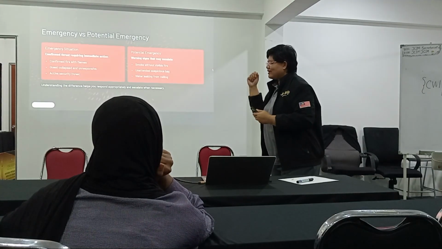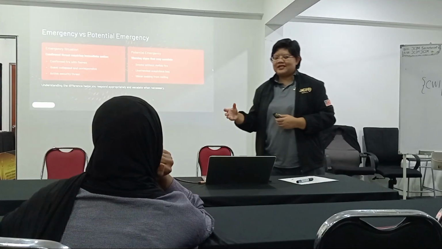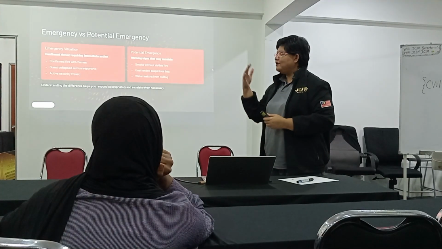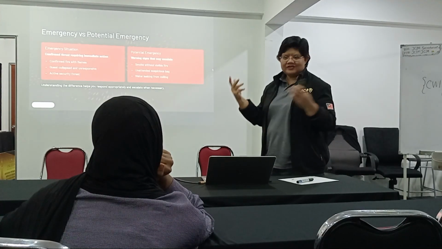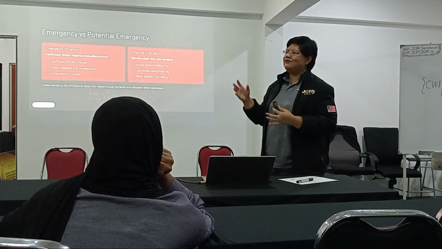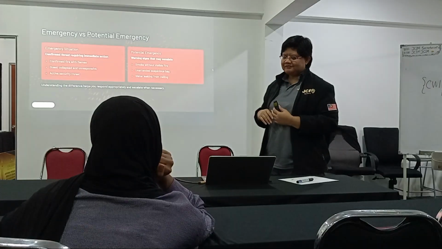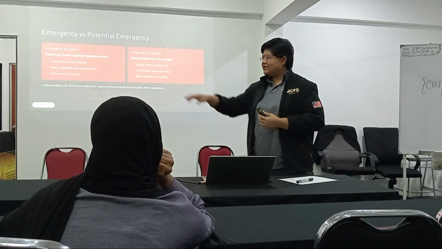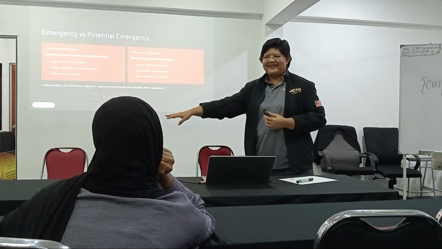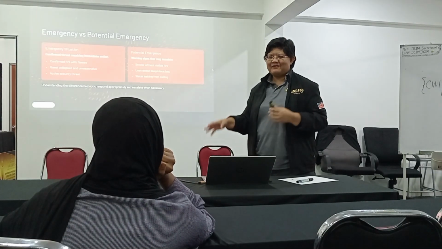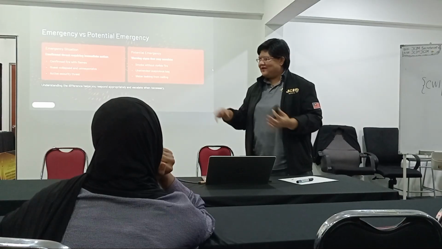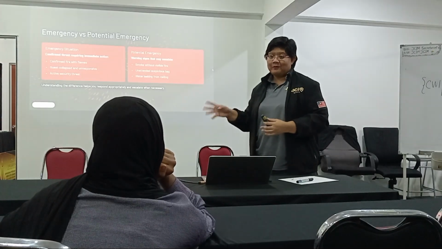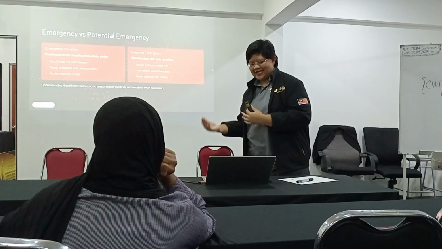Okay, so that is a security threat. A potential emergency is when, for example, you can see smoke, but you don't see fire. So then you have to investigate first. Or you are walking along the corridor and you see one bag left there. I don't know whose bag it is, whether the person went to the toilet or the person really purposely left it there, maybe there's a bomb, we don't know. So we have to investigate.